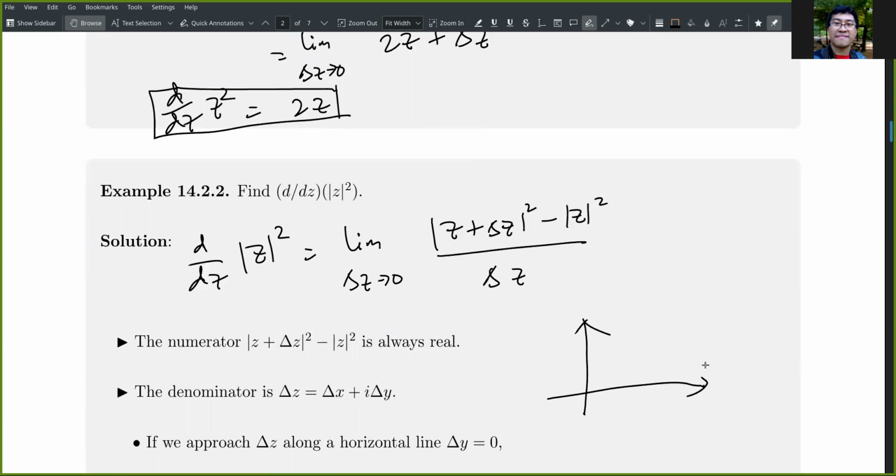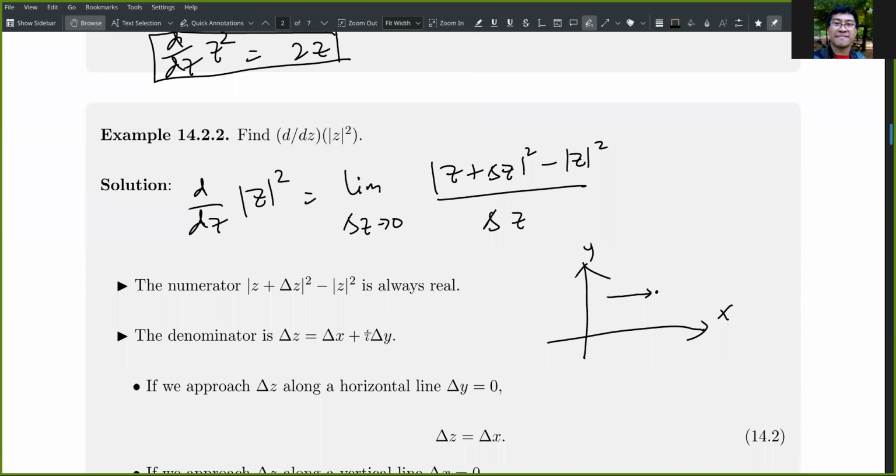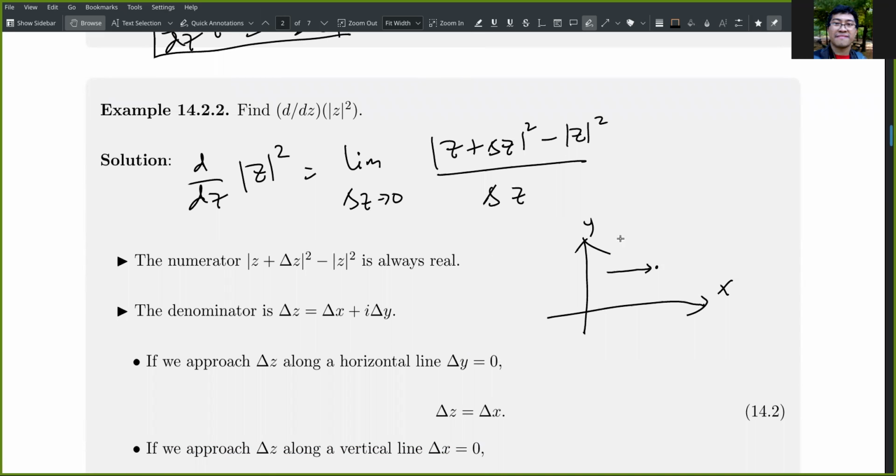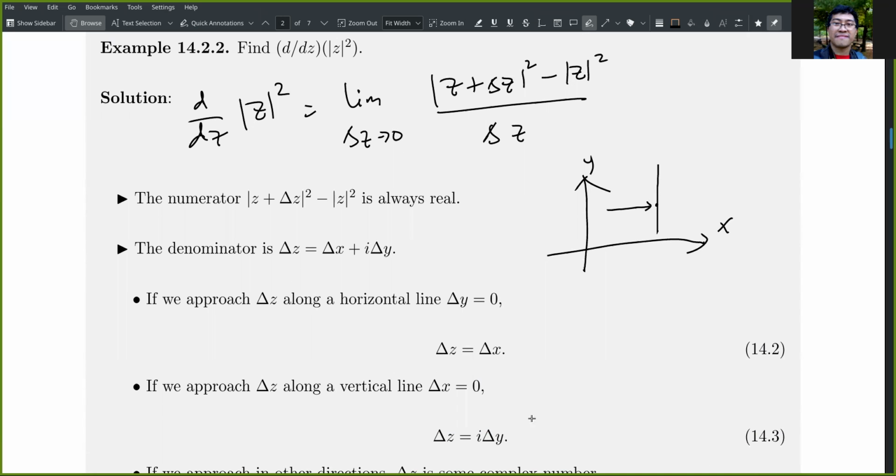So if you have the complex plane x y, arbitrarily suppose this is our value for delta z, we can approach delta z horizontally. If you approach along horizontally, delta y equals 0. So in this case, delta z is equal to delta x. If you approach along the vertical line, there's no change in delta x, so delta x is fixed. In this case, we have delta z equals i delta y.